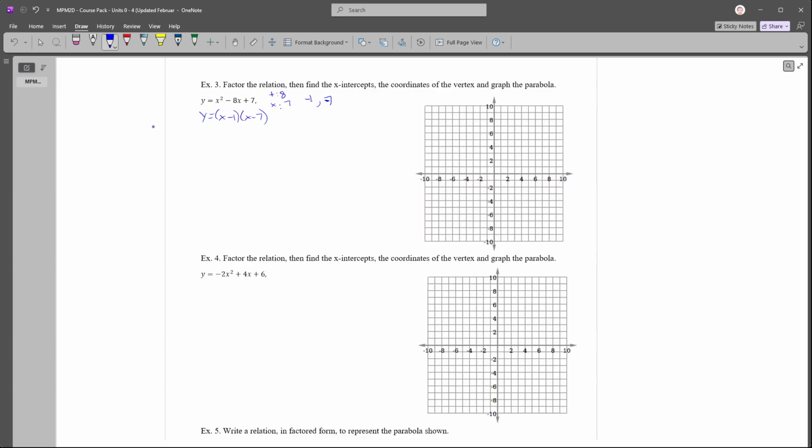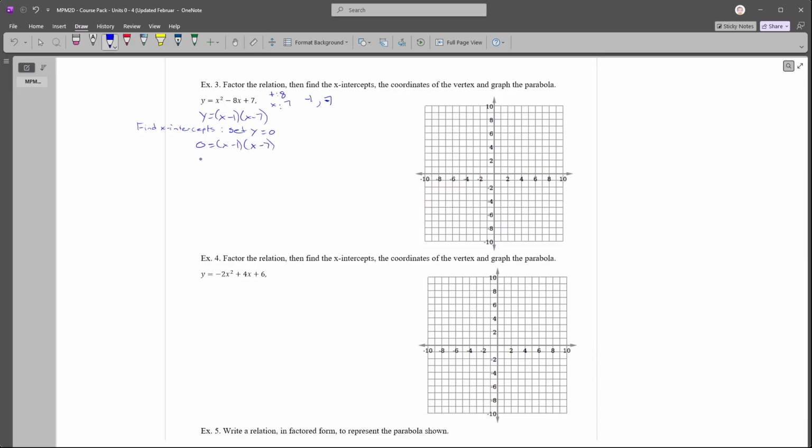So now what we want to do is we're going to find the x-intercepts. In order to do that, we need to set y equal to 0, because that's when we get the x-intercepts, when the value is actually on the x-axis. So we're going to set y is equal to 0. All right, so now we have 0 is equal to x minus 1 times x minus 7.